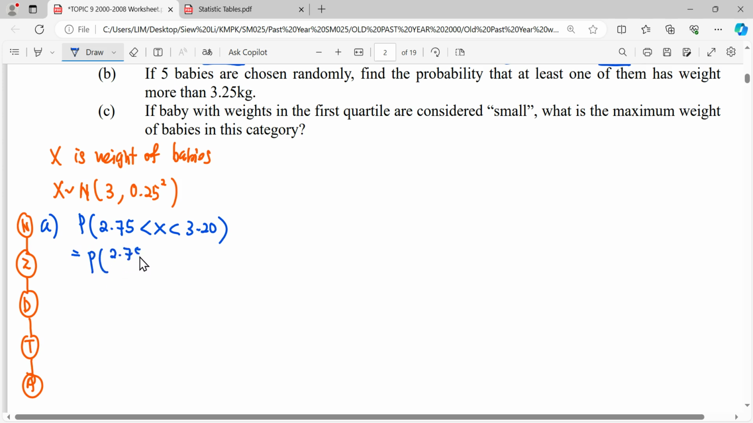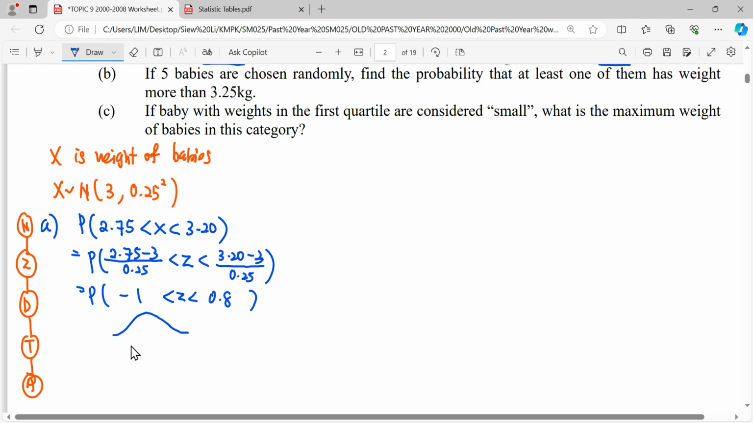So to find the z-score, it will be X minus mean over standard deviation. X will change to z. And then for your z-score, we need only 2 decimals. In your table, it just displays 2 decimals. So you round off your z-score to 2 decimals. So this one will be negative 1, and then this one will be 0.8. So when we draw out this normal distribution, your region or your probability will fall between negative 1 and 0.8. So in the middle here.